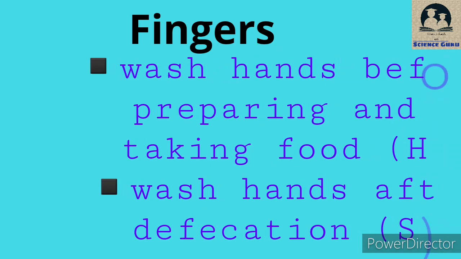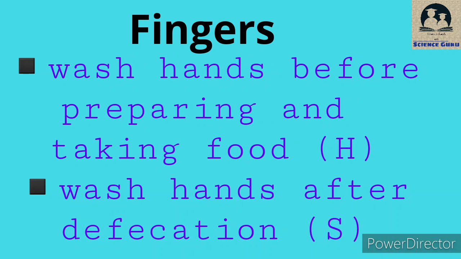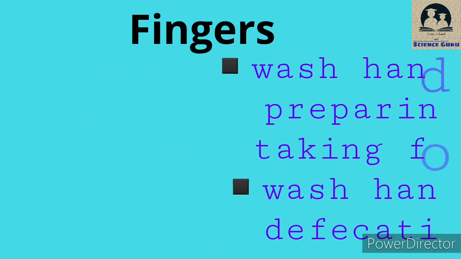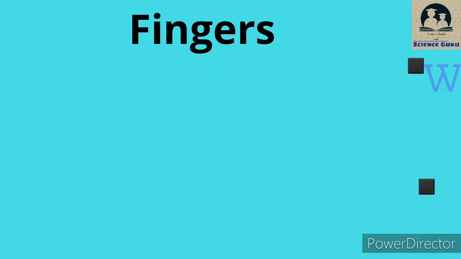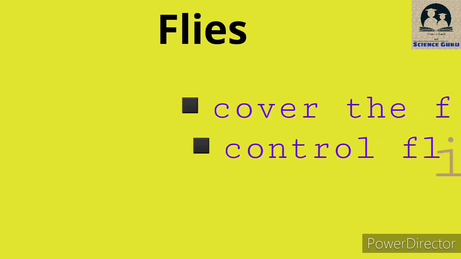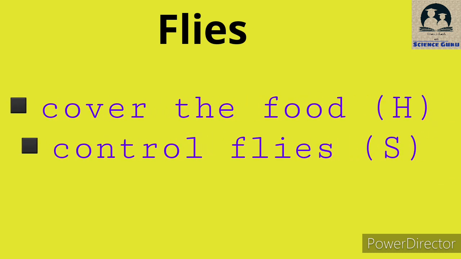Second one, fingers. Wash hands before preparing and taking food, that comes under hygiene, and wash hands after defecation is under sanitation. Third one, flies. Cover the food, it comes under the part of hygiene, and control flies, that comes under sanitation.